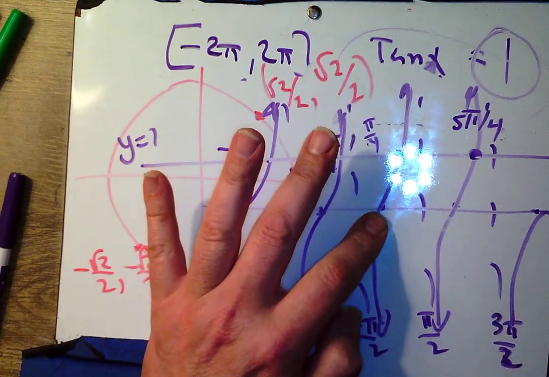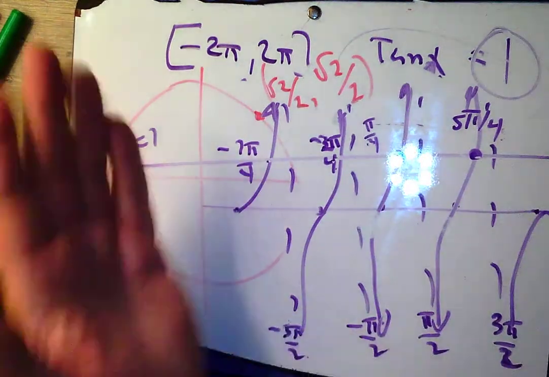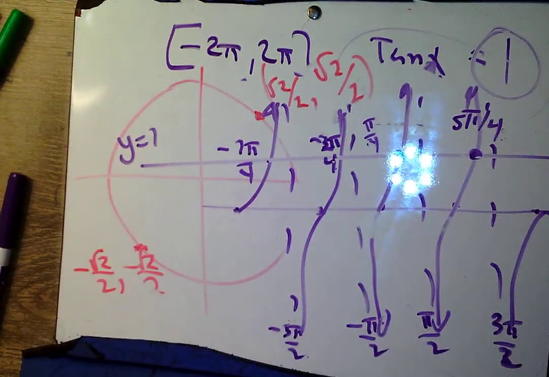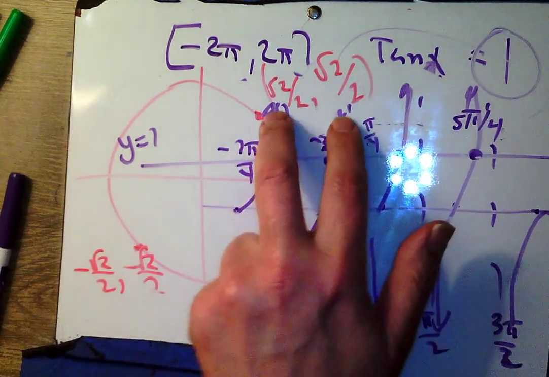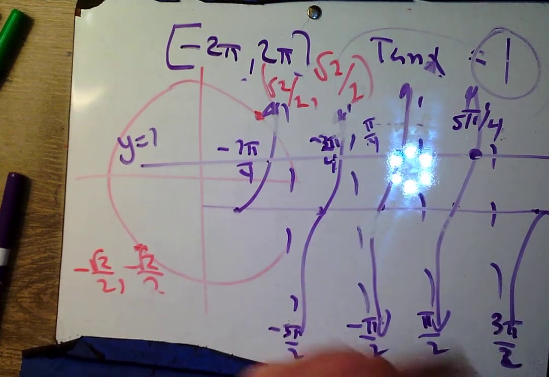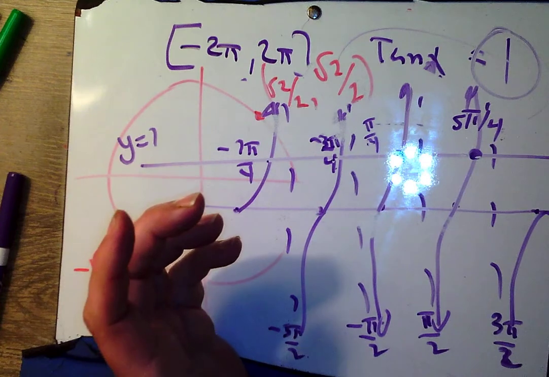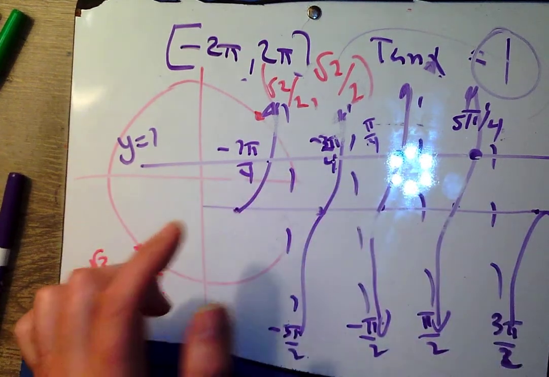So I think about my unit circle, and I think about the first quadrant, and I think, well, when can tangent be equal to 1 in the first quadrant? Oh, 1 comes when these x's and y's have the same value. So that must be pi over 4. And then I simply need to use the period to figure out these other solutions.